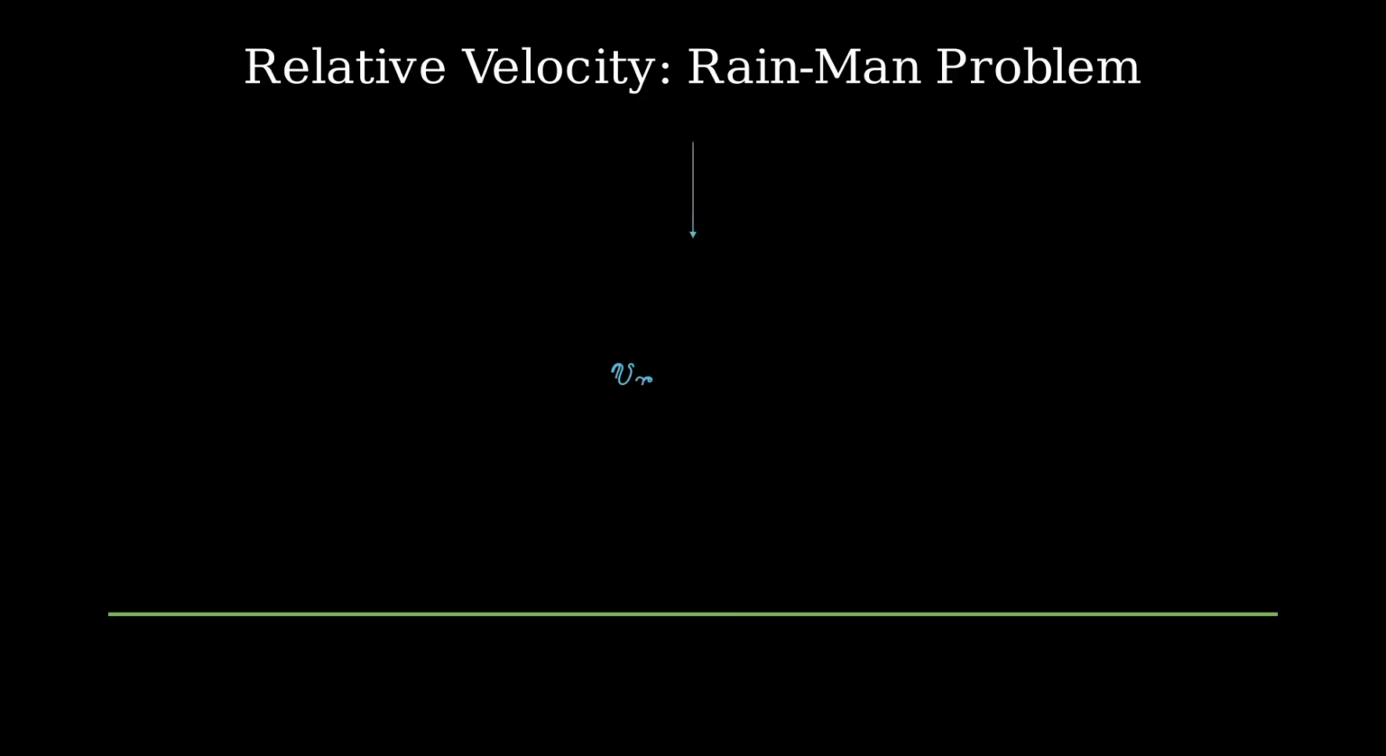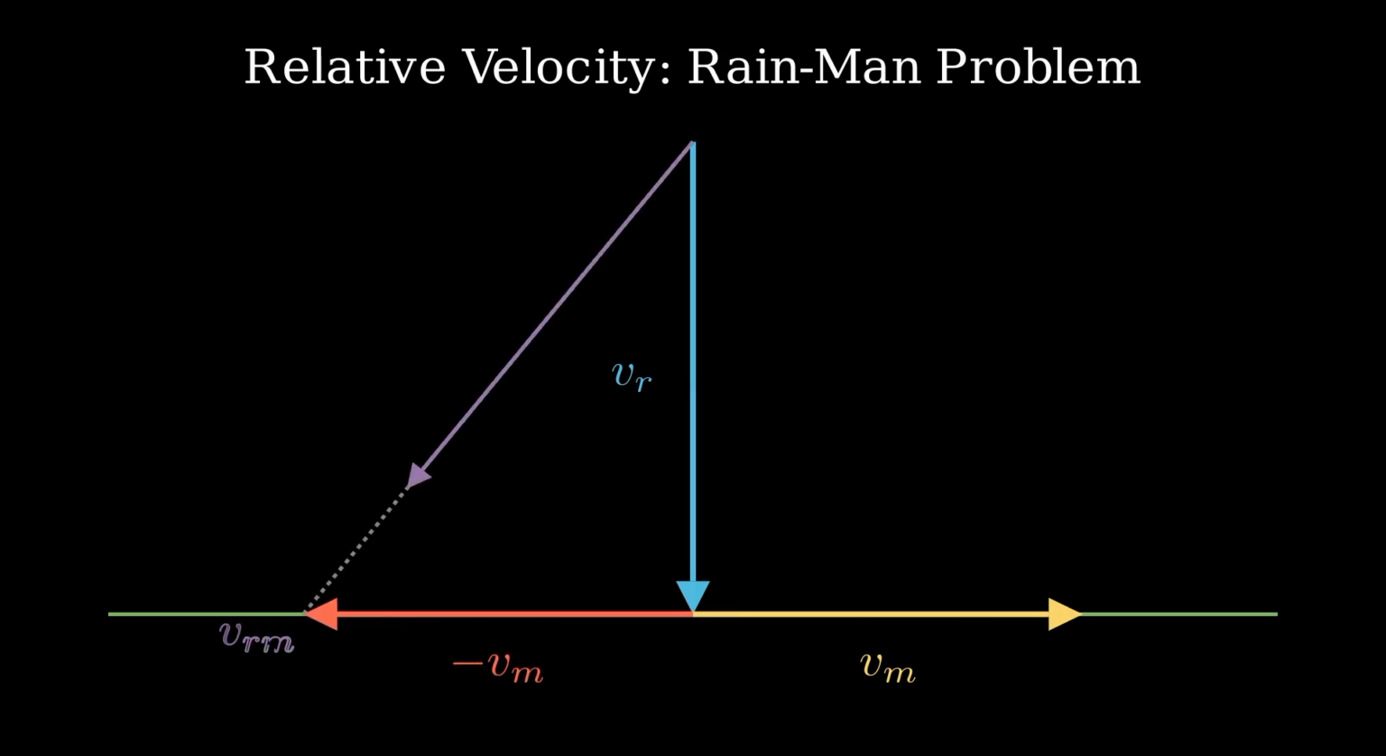Finally, the Rain Man problem. The rain is falling straight down with velocity vr. A man is walking to the right with velocity vm. To find the relative velocity of the rain with respect to the man, we reverse the direction of the man's velocity. Then, we find the resultant of vr and minus vm.